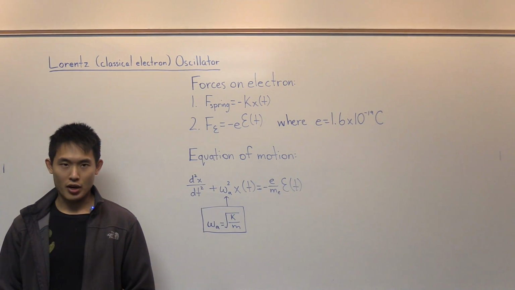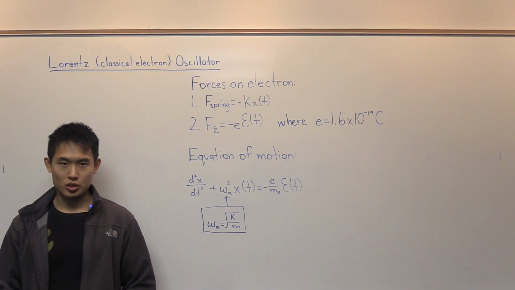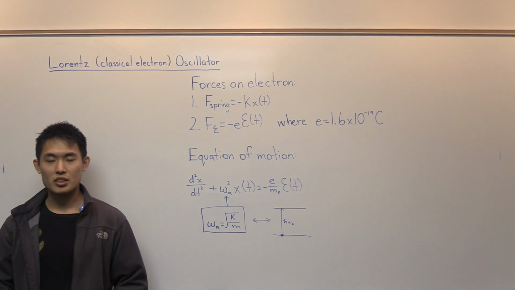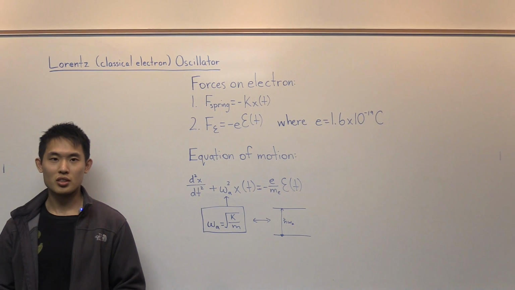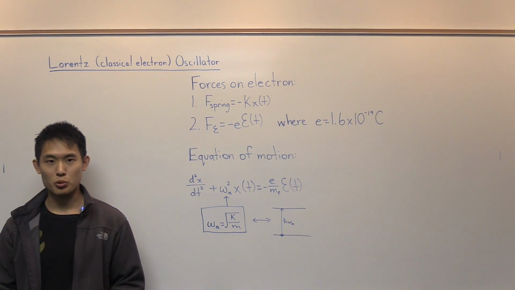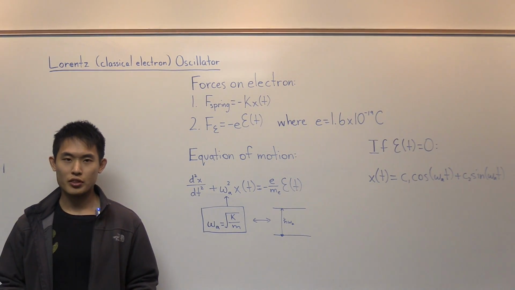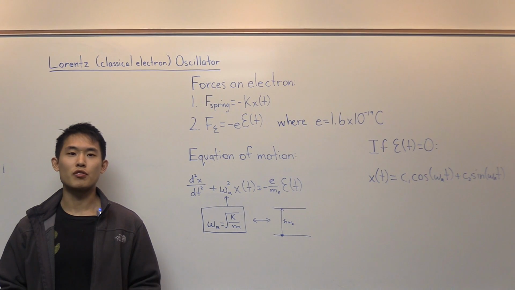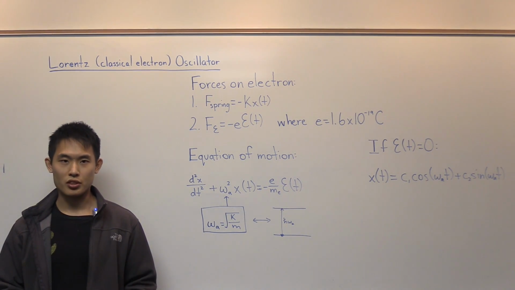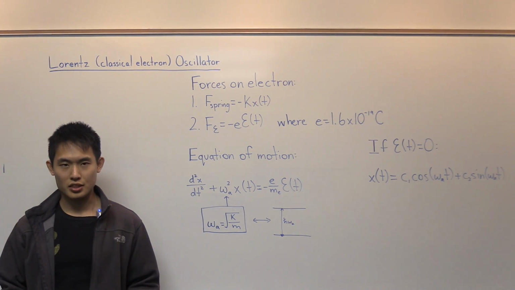A more useful way of writing this is in terms of omega_A, which is called the resonant frequency. This resonant frequency is incredibly important since it's equivalent to the transition frequency of a real quantum mechanical atom. At this point, it seems like we're done, but not yet. There's still one problem. If we solve the equation for the situation of no applied signal, meaning no electric field, we see that the electron oscillates forever.